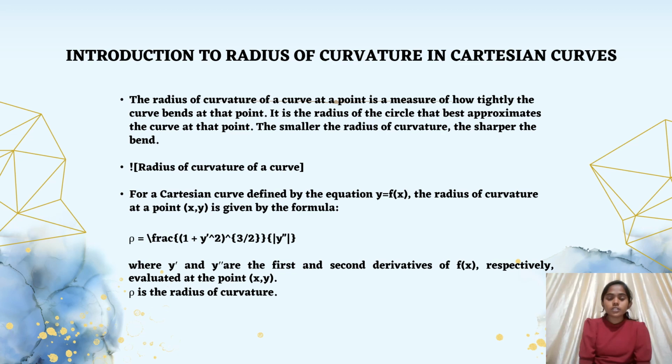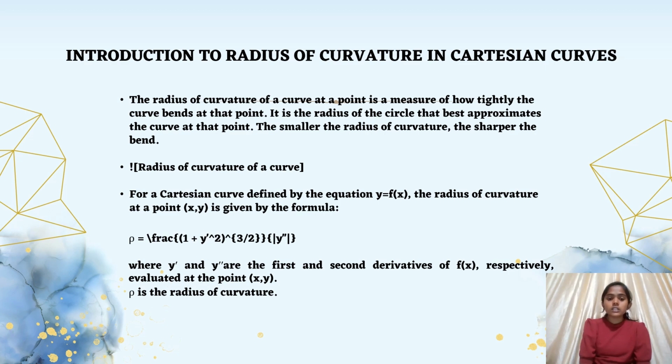The radius of curvature of a curve at a point is a measure of how tightly the curve bends at the point. It is the radius of the circle that approximates the curve at the point. The smaller the radius of curvature, the sharper the bend.